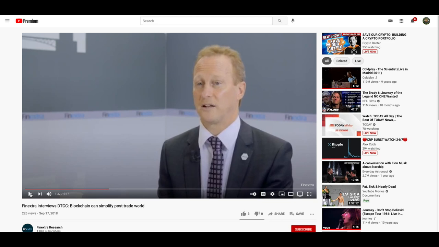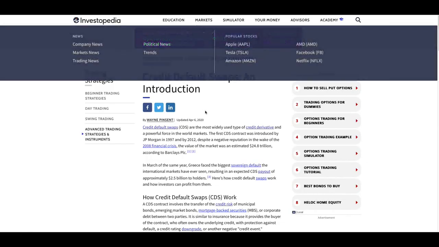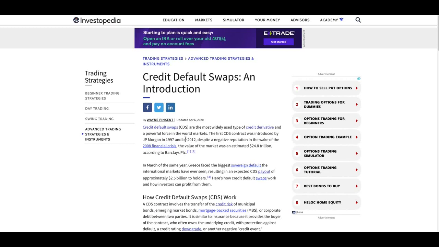Ding, ding, ding. Credit default swaps were at the very core center of the financial crisis. Credit default swaps are the most widely used type of credit derivative, and a powerful force in the world markets. The first CDS contract was introduced by J.P. Morgan in 1997, and by 2012, despite a negative reputation in the wake of the 2008 financial crisis, the value of the market was estimated at $24.8 trillion.